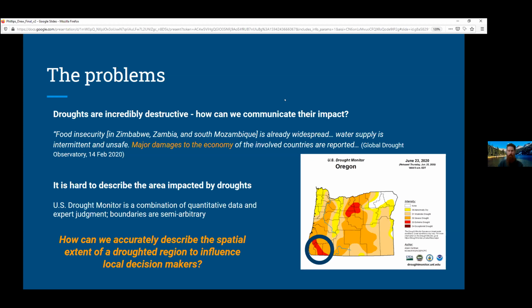On the right, I've got a graphic from the US Drought Monitor, which is a combination of quantitative data that's been judged by experts, but the boundaries of these droughts are pretty approximate, somewhat arbitrary. So overall, I was curious, how can I accurately describe the extent of a droughted area, and how can I communicate those results on a local level?